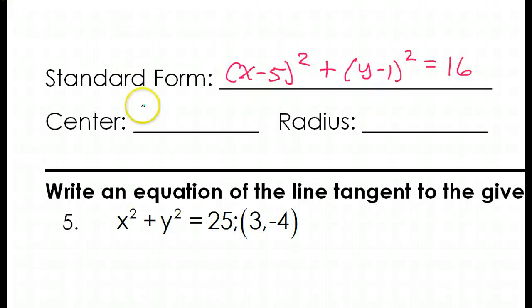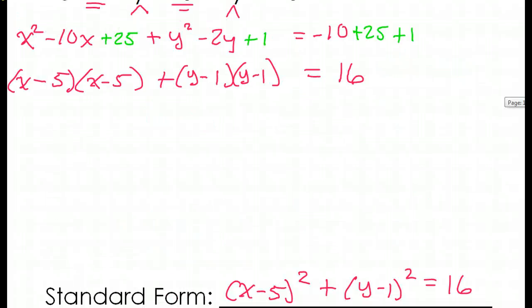Okay, and now I will say the center, which is the opposite of these, so that'll be 5, 1. And my radius is 4. It's the square root of that. Okay, that was number 3.